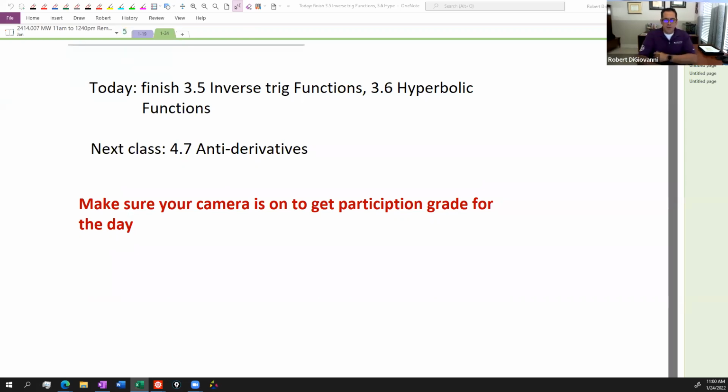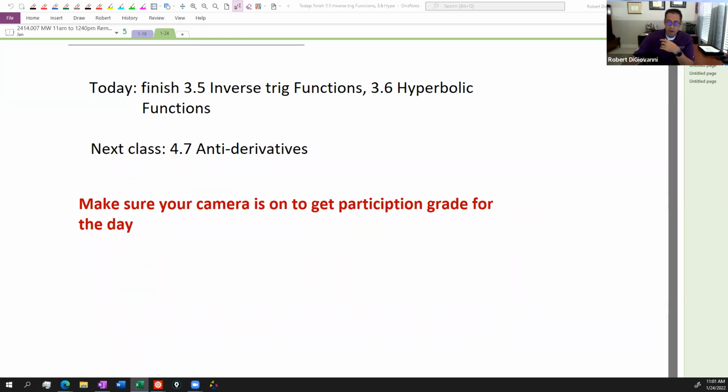It's our first full week of class, and what we'll be doing today is finishing up 3.5. I just need to do one word problem in there. We're also going to do 3.6 hyperbolic functions. Next class, we get into the antiderivatives and really start to shift our focus on getting on the track to the main Cal 2 material.